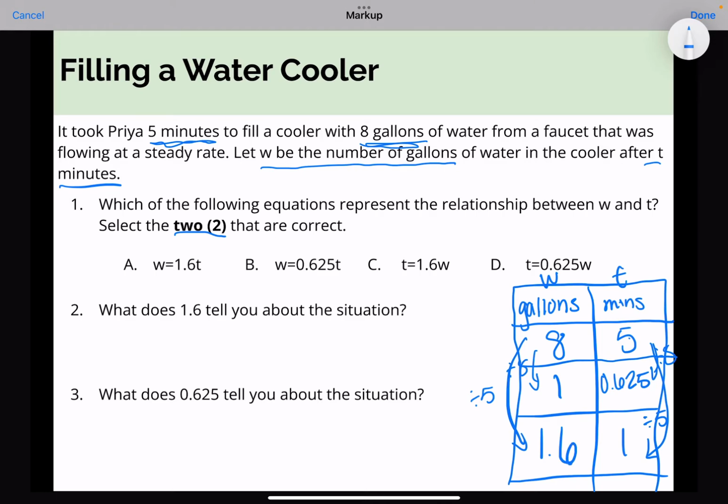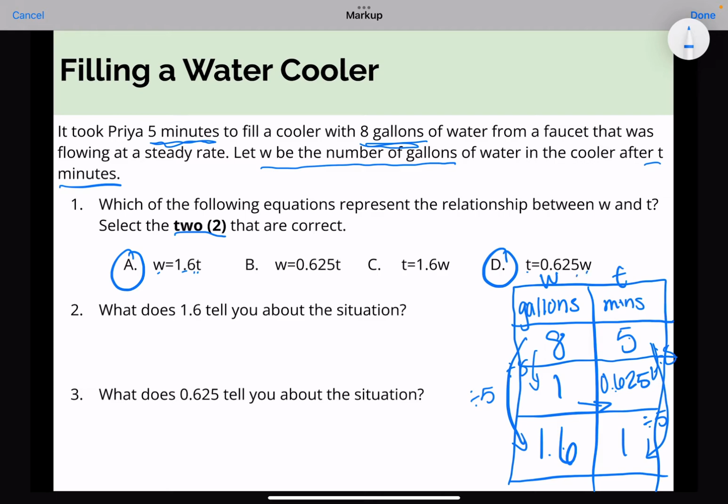So, if our gallons is W and our minutes is T, from W to T, we took W and multiplied it by 0.625 to get the minutes. From T to W, we took T, our minutes, and multiplied it by 1.6 to get W. So we can find that in the equations A and D. W, gallons, is equal to 1.6 times T, and our T, time, is equal to 0.625 times W.